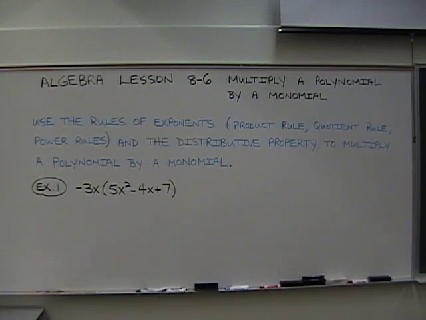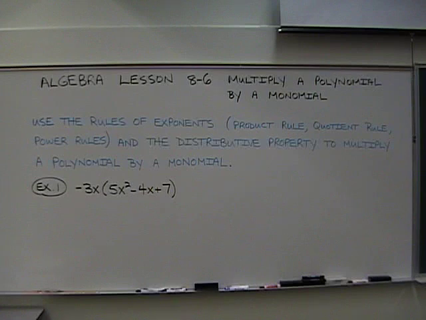So the best way to learn this lesson is to just dive right in and start the examples, because I think you're going to find them pretty easy. So let's take a look at example 1. You notice that we have the monomial sitting outside the parentheses, the negative 3x. And then we have three terms sitting inside the parentheses, 5x squared, minus 4x, and plus 7.